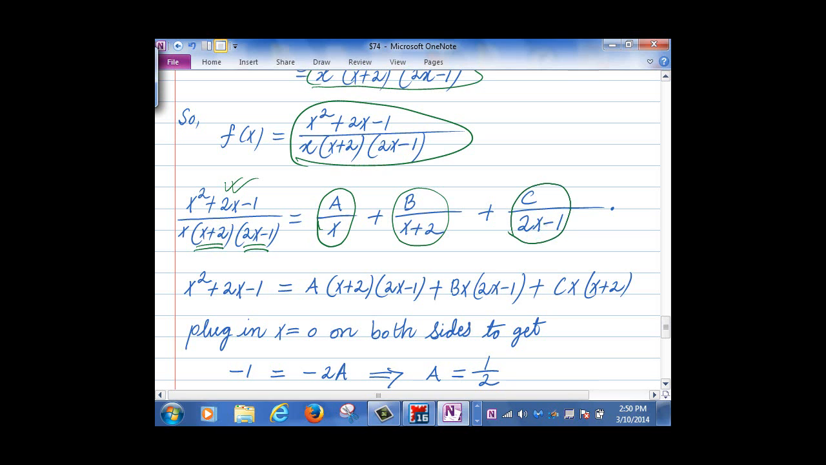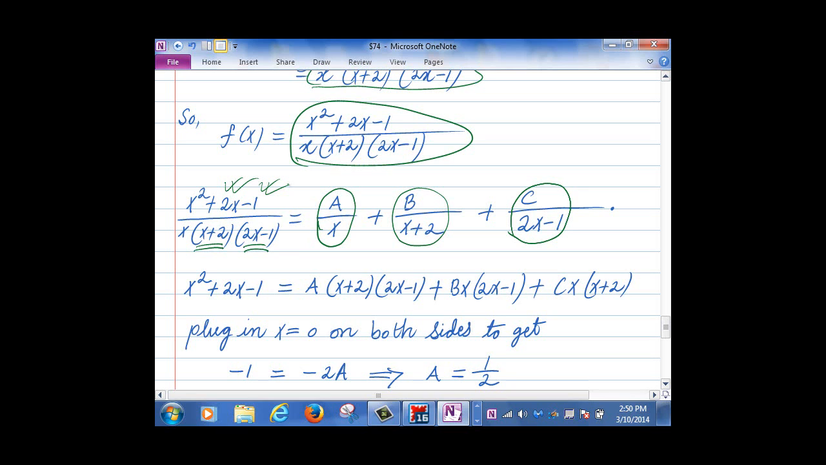Everybody's okay? My first step is that I have my proper rational function right here. I am going to write down what is the partial fraction decomposition. So far, I only wrote down how the partial fraction decomposition looks, because I haven't found out what A, B, and C are, right? So for what A, B, and C will this equation hold? I have to find that as well.